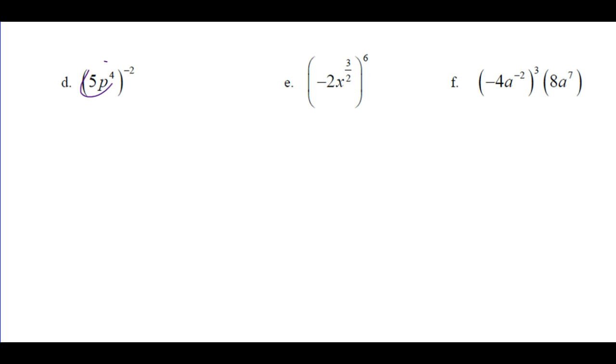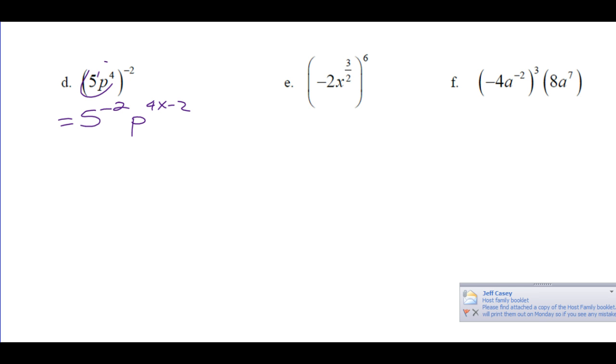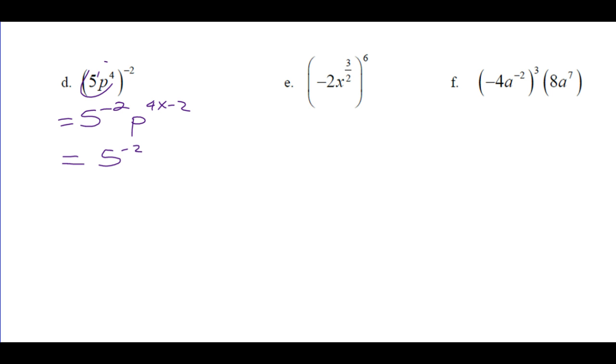Power to a power, so it's going to be 5 to the negative 2, p to the 4 times negative 2. What's the exponent on the 5 in here? Okay, if you don't see an exponent, it's a 1. So we go 1 times negative 2, which is negative 2. So 5 to the negative 2, let's just leave this as 5 to the negative 2. This will be p to the negative 8.